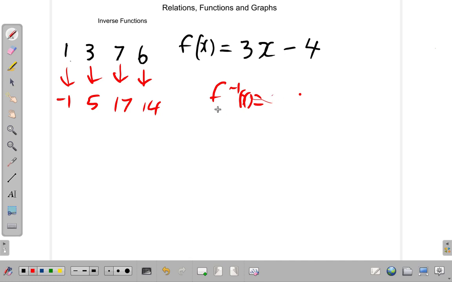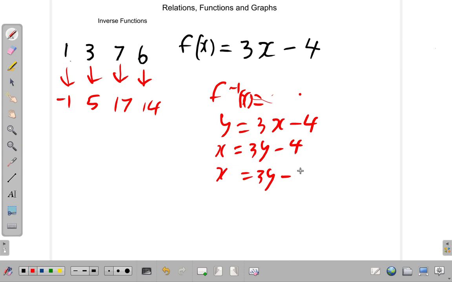Now, remember what you do is change f of x to y. Y is equal to 3x minus 4. What's the next step? Remember it? You interchange x and y. So you have x is equal to 3y minus 4. Then the next step, you transpose the formula to make y the subject. So your transposition skills will be needed at this point. You want to get rid of all the other numbers around y and leave y alone. Get rid of the 4 first. If you add 4 to both sides, negative 4 plus 4 is 0. So you have x plus 4 equals 3y.